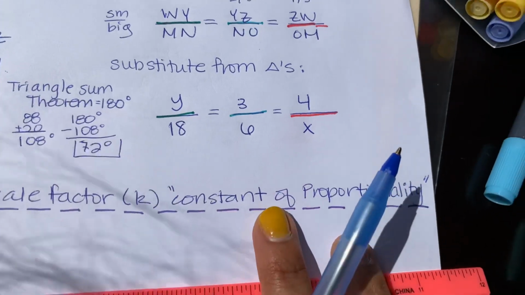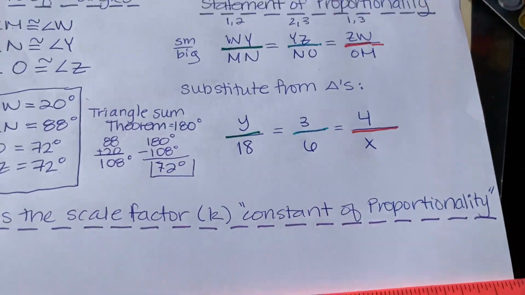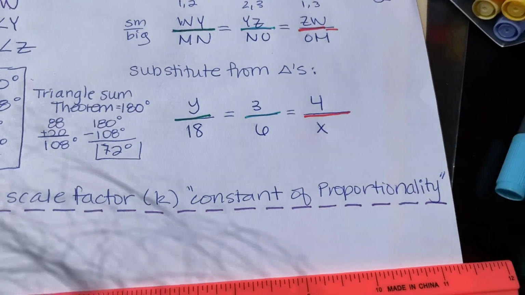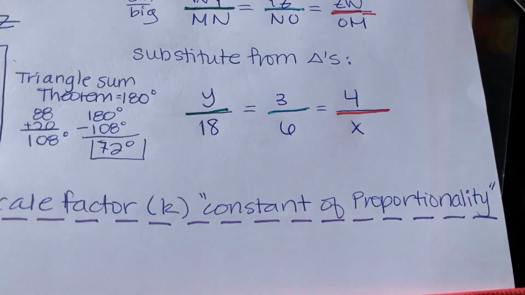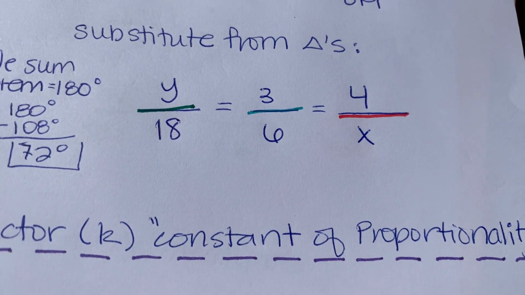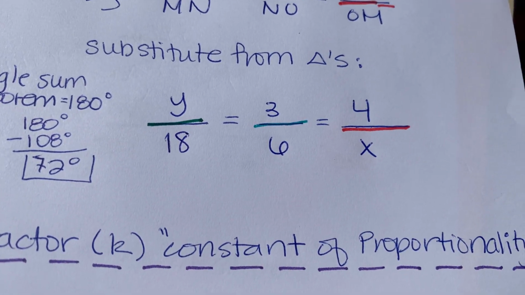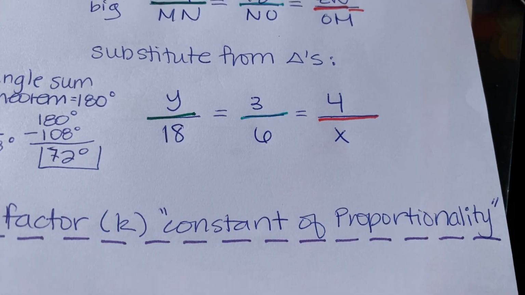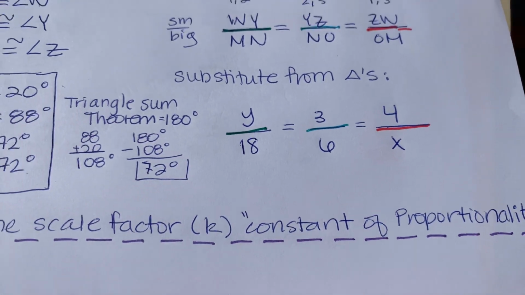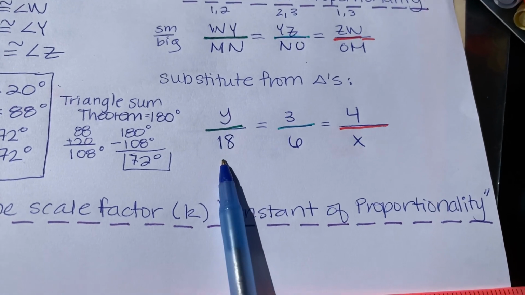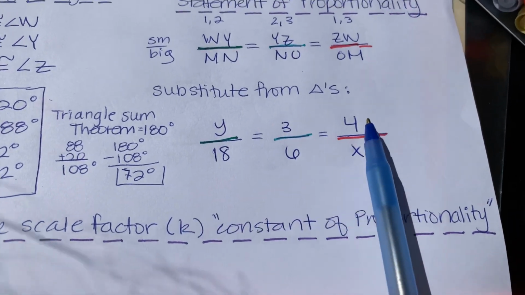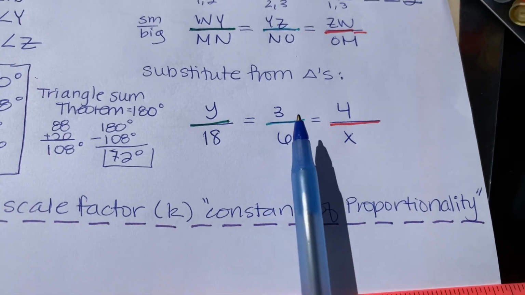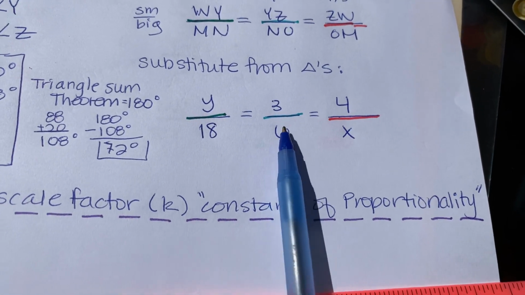Okay, first off, your scale factor is the ratio, and you're always going to have one. If they don't give one to you, then that means it's not solvable. Your scale factor is the ratio that has 2 numbers. It's the ratio without a variable. So if you look at the first ratio, I have a letter. That's not my scale factor. If I look at the third ratio, I have a letter. That's not my scale factor. This here is your scale factor.